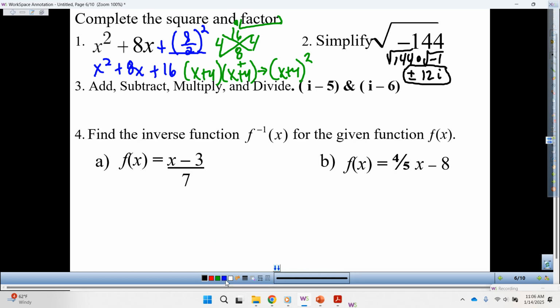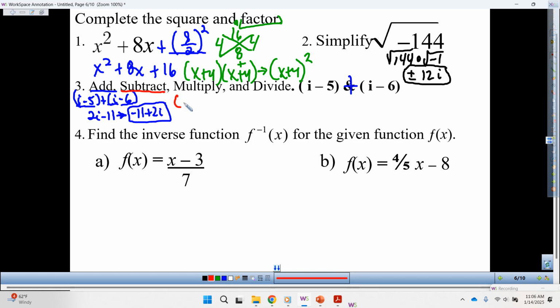Let's go to addition. I'm going to use blue for addition. So we got this plus that. So i minus 5 plus i minus 6. So what is i plus i? That's 2i. What is negative 5 and negative 6? That's negative 11. Can we leave it like that? No. How do we write it, Mario? Flip it. Negative 11 goes in the front, and positive 2i goes in the back. That is correct.